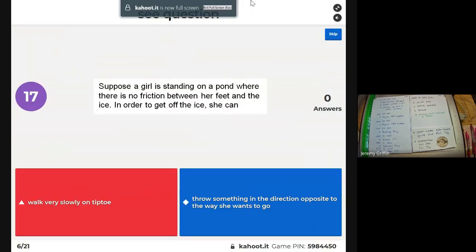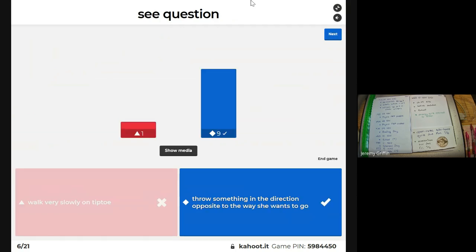We're all standing on a pond. There's no friction between her feet and the ice. How can she get off the ice? Yep. You have to throw something out the opposite way, right? Or maybe swim against the air, maybe, but you can't push against the ground because there's no friction to push against.